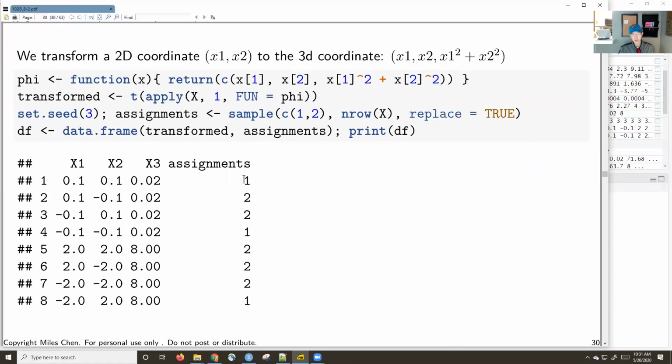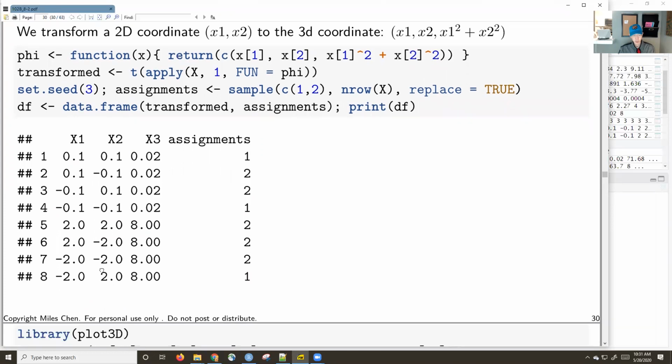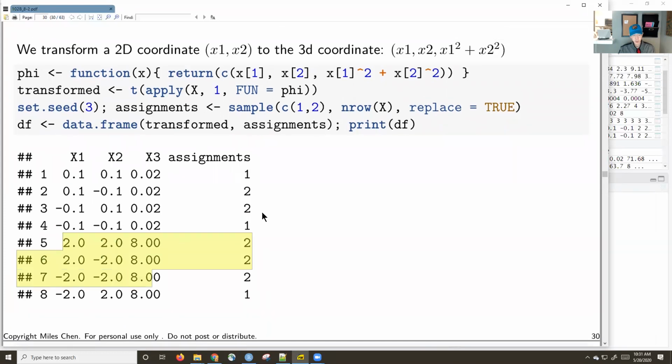And I do start off with random assignments, and we end up with these 2 points in cluster 1. I'm sorry, and this point. So we got 3 points in cluster 1 and 5 points, these points, and these points in cluster 2.